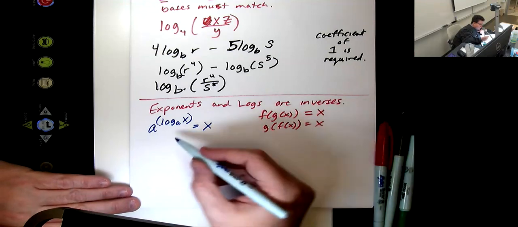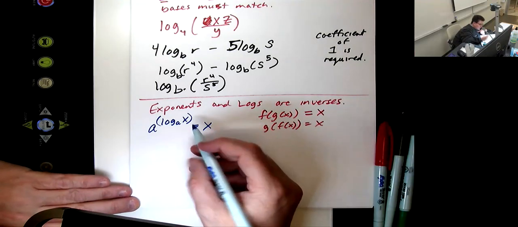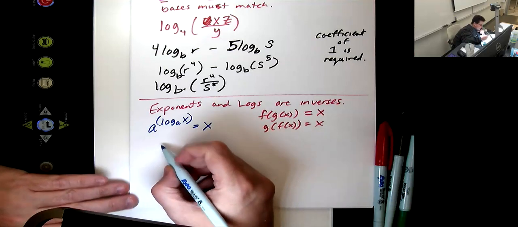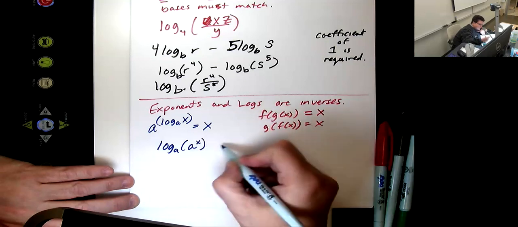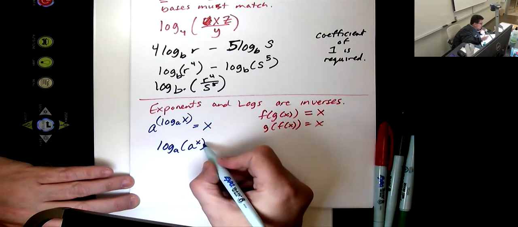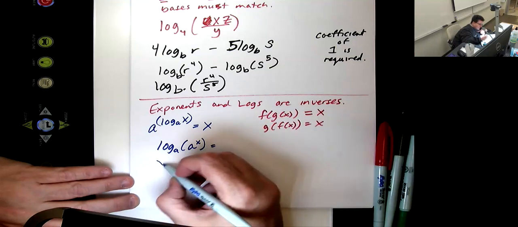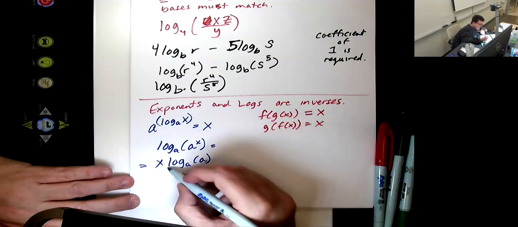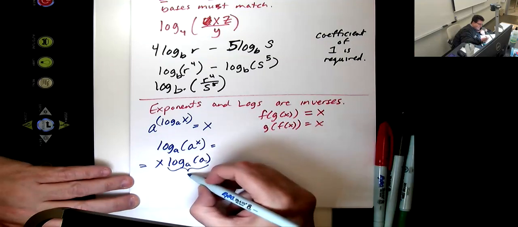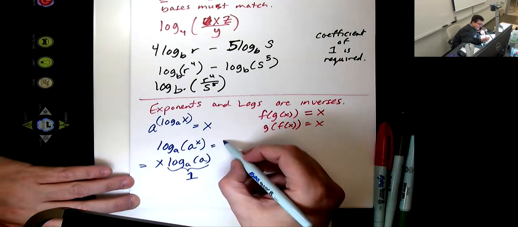The other one just falls out of our rules of exponents and is pretty easy. If we have log base a of a to the x, you just move the x down in front. That equals x times log base a of a. But we already said that's 1. So log base a of a to the x is just x.